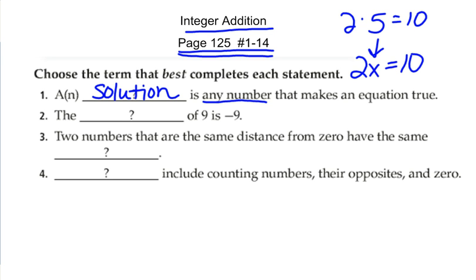So a solution. Number 2, the blank of 9 is -9. Now remember, we also talked about opposite numbers. And you can think, opposite of +9 would be a -9, because opposite of positive is negative. So the opposite of 9 is -9. Two numbers that are the same distance from 0 have the same what? Two numbers that are the same distance from 0 have the same absolute value.